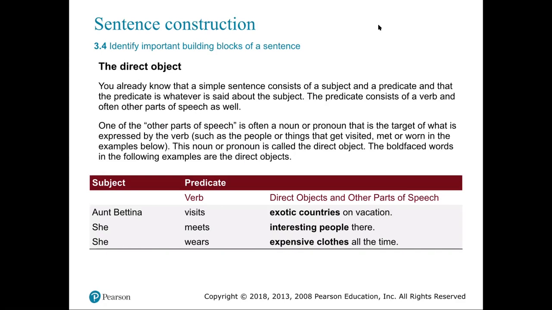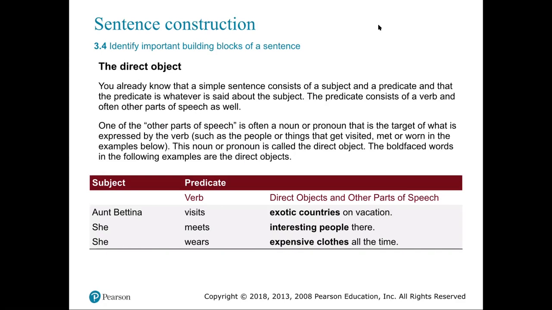So in some of our examples of sentences here in English, we have Aunt Bettina visits exotic countries on vacation. So the verb visits, our subject, which in German is our nominative, is always whoever or whatever is performing that verb. So in this case, who's doing the visiting? Aunt Bettina is. And who or what is she visiting? She's visiting exotic countries. So that's the direct object. It's the person or object that the verb is acting upon. So I buy an ice cream cone. I'm the one buying something. What am I buying? I'm buying an ice cream cone.